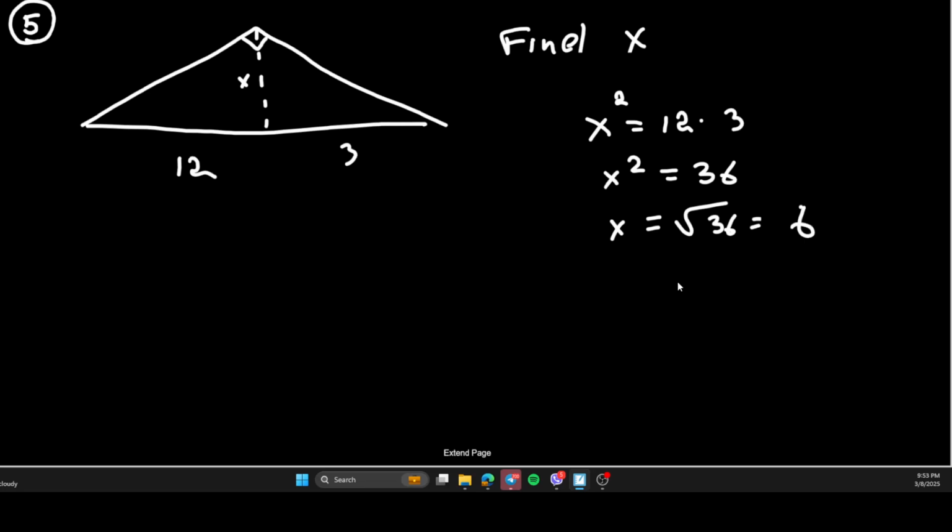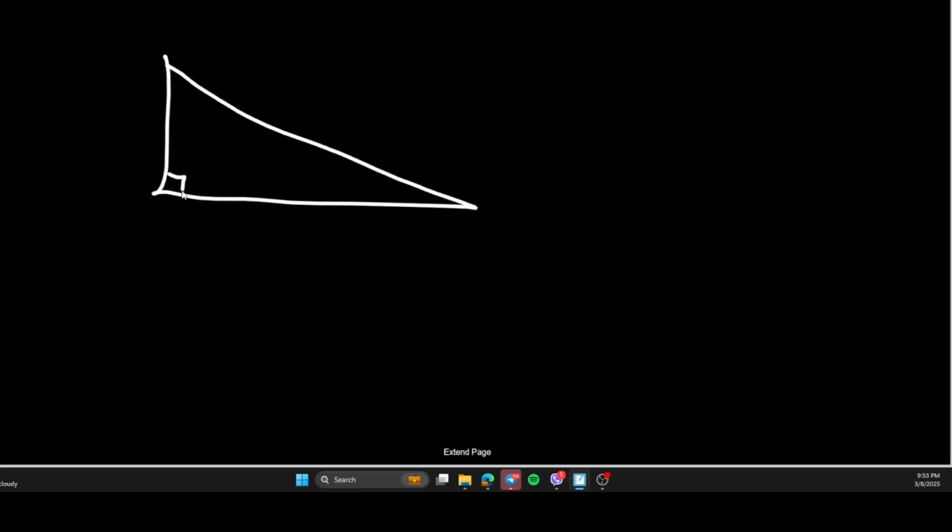Alright. Next. Same thing, we do have a right triangle. We have a height which is 3. Here is 2. Here's y. Find y.